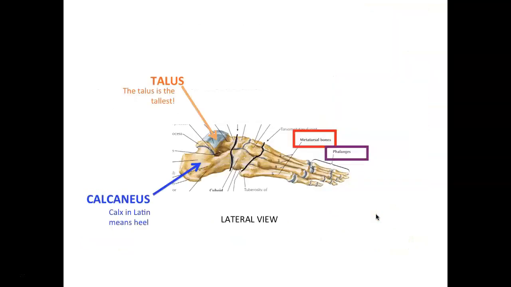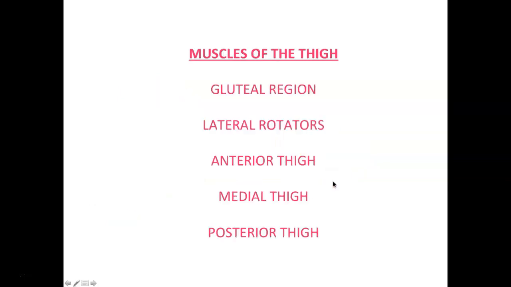Okay, and this is that lateral view I was describing. You could see that talus is the tallest. The calcaneus bone makes up the heel. This would be your cuboid bone. Here's navicular, and we can only see two of your cuneiform bones here. This would be your third or lateral cuneiform and the intermediate or second cuneiform. Your metatarsal bones, and of course all of your phalanges.